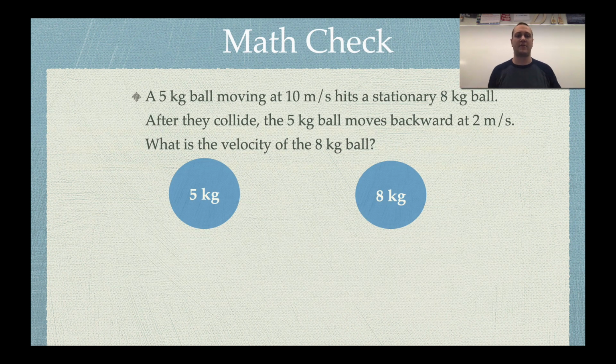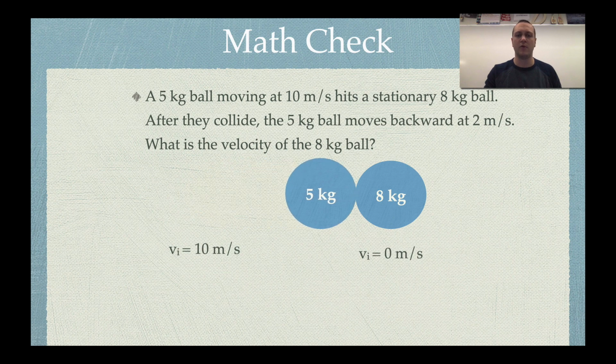Now, if we check our math here a little bit, we have a 5 kilogram ball on the left, and that's moving at 10 meters per second when it hits a stationary 8 kilogram ball. After the collision, the 5 kilogram ball then moves backwards at 2 meters per second. So we want to know what is the velocity of the 8 kilogram ball.